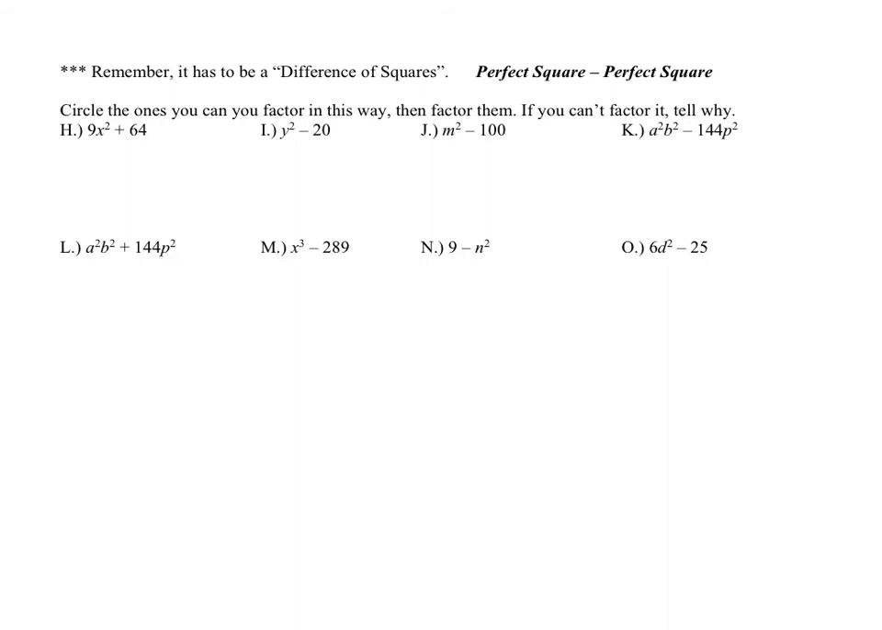So do me a favor, turn off the video and, well, listen to my directions first. Circle the ones that you can factor in this way, then factor them, and if you can't factor it, you gotta tell me why. So turn off the video, circle the ones that can be factored into a difference of squares, and then factor those, and then tell me why you can't on the others.